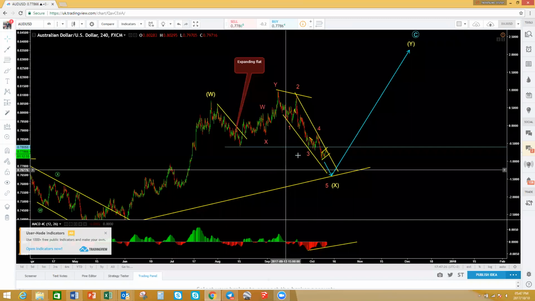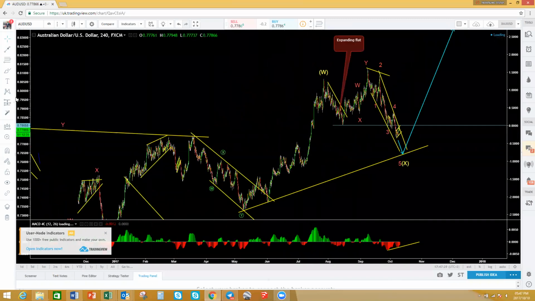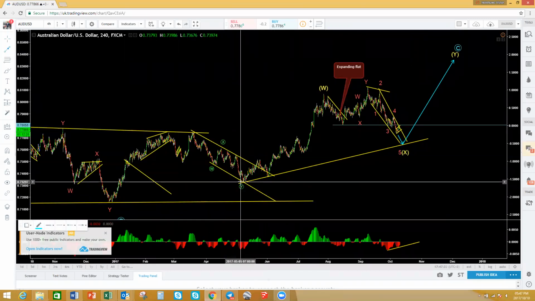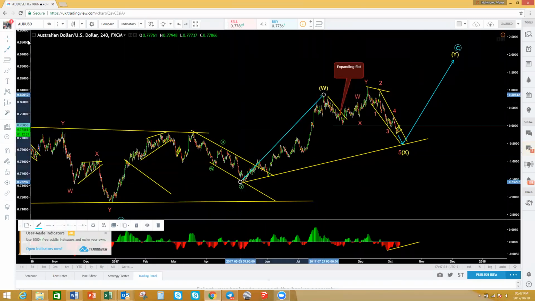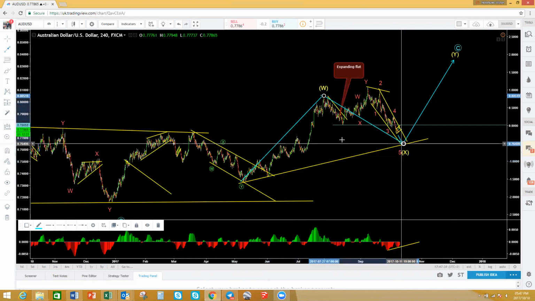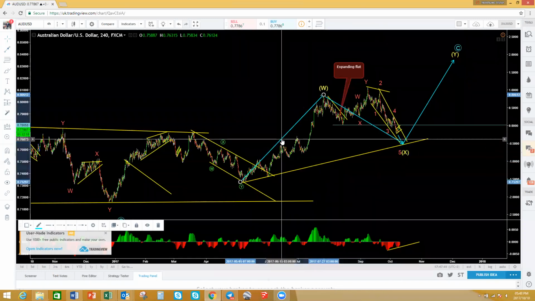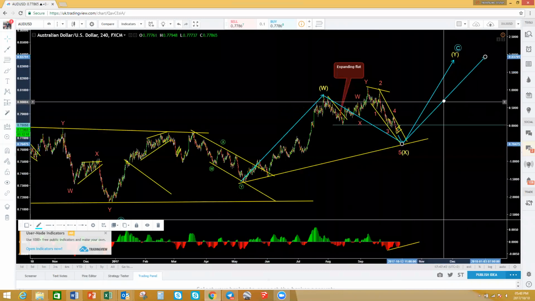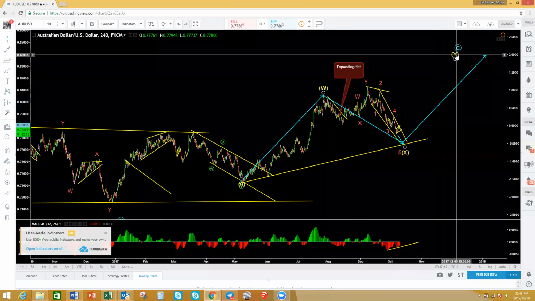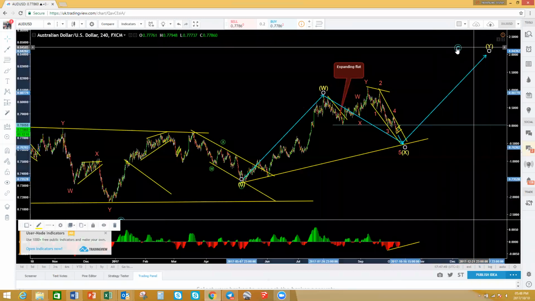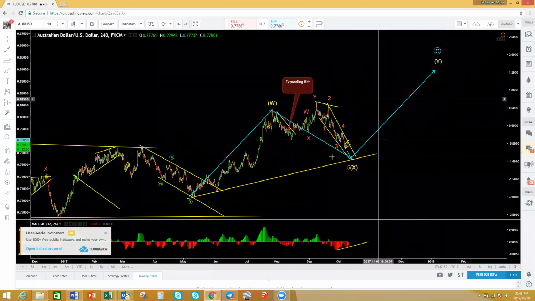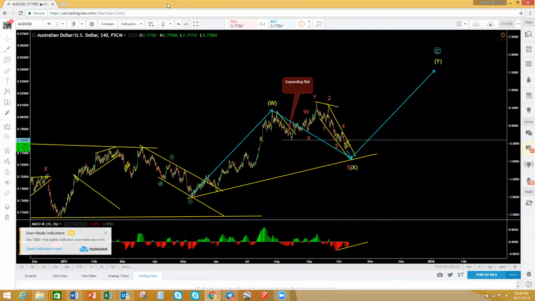So here, this is what you'll be looking for with the Aussie. You're going to be looking at this 1, 2. You're looking at these 3 waves. See how easy it is. You're looking for these 3 waves. So now what you have essentially done here, you know where to enter and the direction.